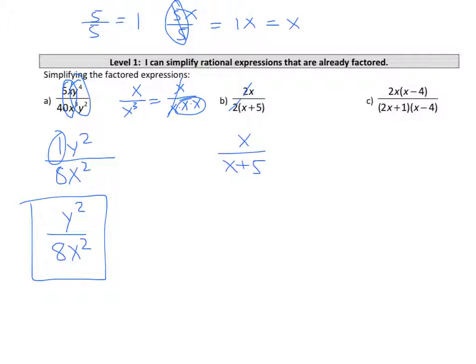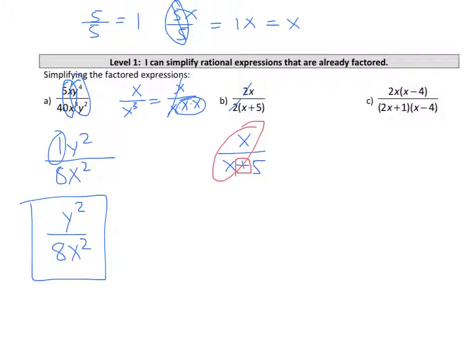Now, a lot of us will be tempted to then cancel these two x's, but you are not allowed to cancel two x's when they're separated by addition or subtraction. It's only when they're in factored form where everything is being multiplied. Factors are the things that are multiplied together. That's when we can cancel stuff out. But when you have a sum or difference, addition or subtraction, you're not allowed to cancel out part of the sum or part of the difference.